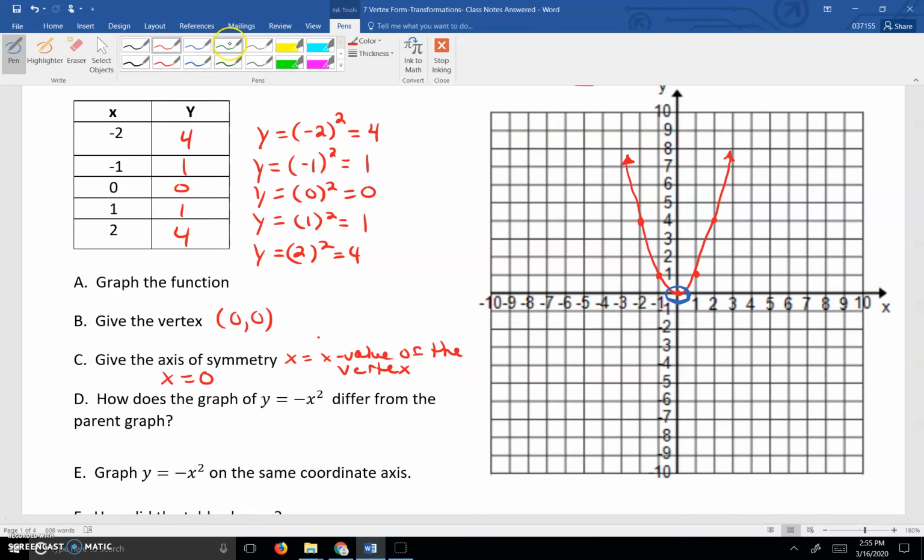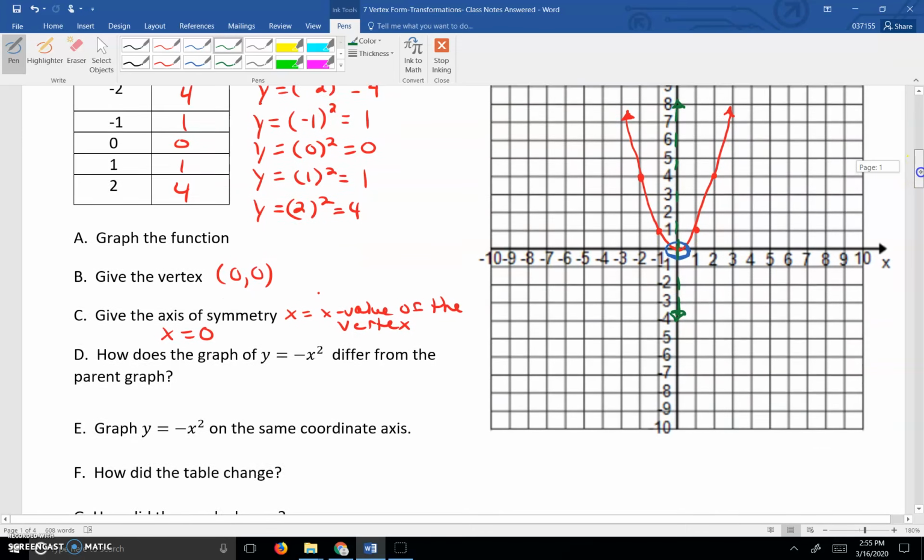When I look at that, that means that if I go along the x-axis to 0, and I draw in this vertical line, which really ends up being the y-axis, it will split my graph in half. So if I were to fold the graph on that line, it would lay right on top of itself.